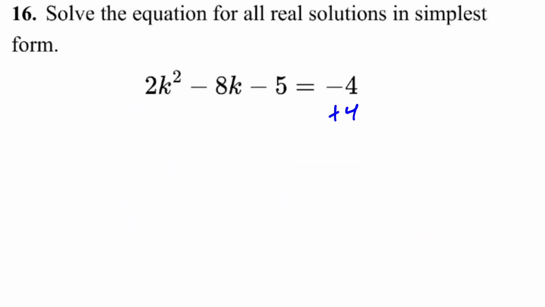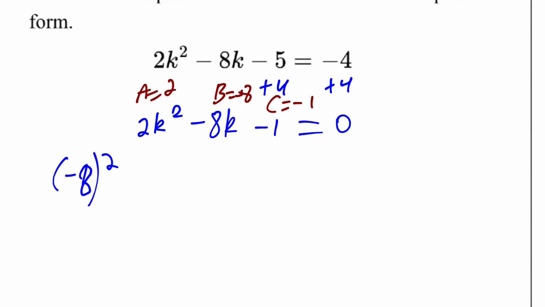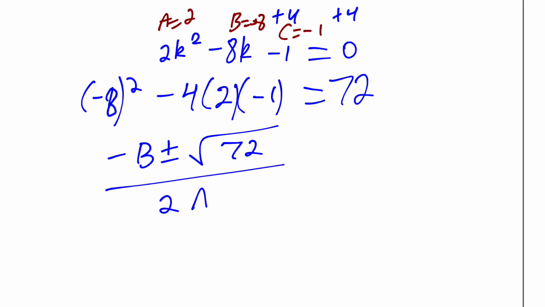Last problem, if I add 4 to both sides, I get 2k squared minus 8k minus 1 is equal to 0. This means that a is 2, b is negative 8, and c is negative 1. So if I plug into b squared, it's negative 8 squared, minus 4 times a times c, I get 72. So negative b plus or minus the square root of 72 all over 2a.